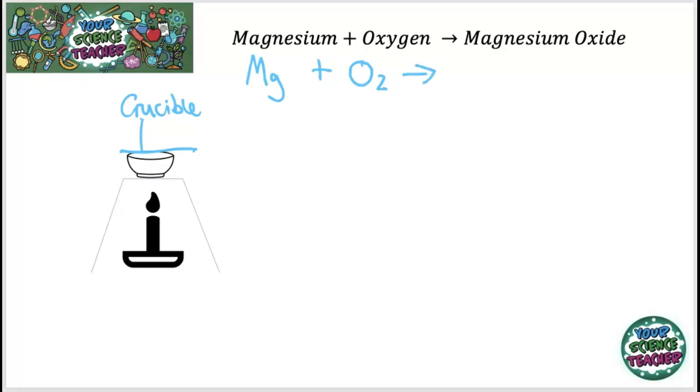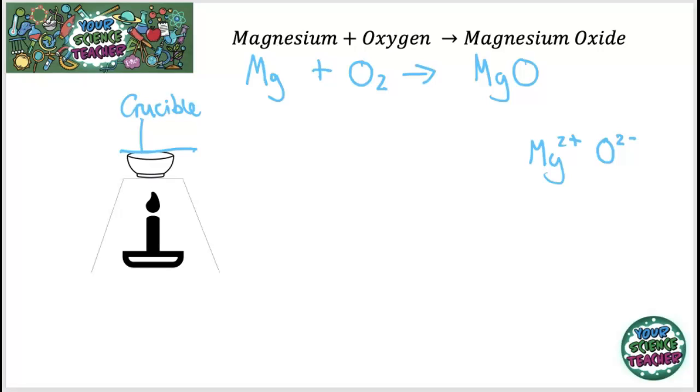Now, magnesium oxide has the formula MgO. The reason why it's MgO and not MgO2 is because magnesium makes a 2+ ion and oxygen makes a 2- ion. When they bond together, they are in a 1-to-1 ratio, so you only need one of each.